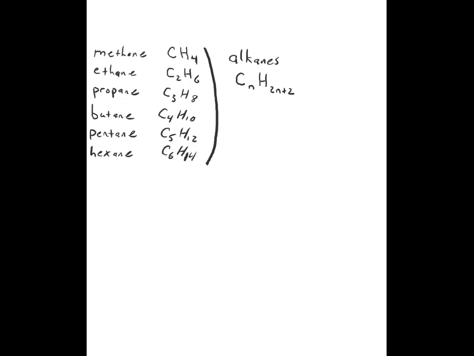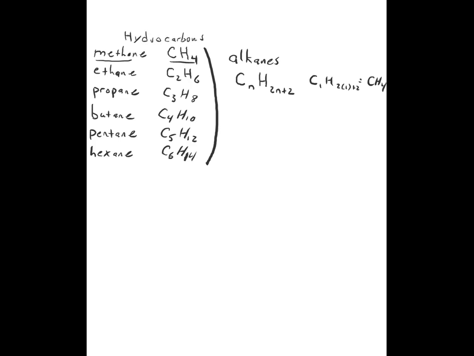So if you have one carbon, C1, the number of hydrogen atoms would be 2 times 1 plus 2, which is 4, right? So that would be CH4, 1 carbon, 4 hydrogens. Well, that's methane. And all of these alkanes follow that particular format. So those are examples of hydrocarbons. Those are some.